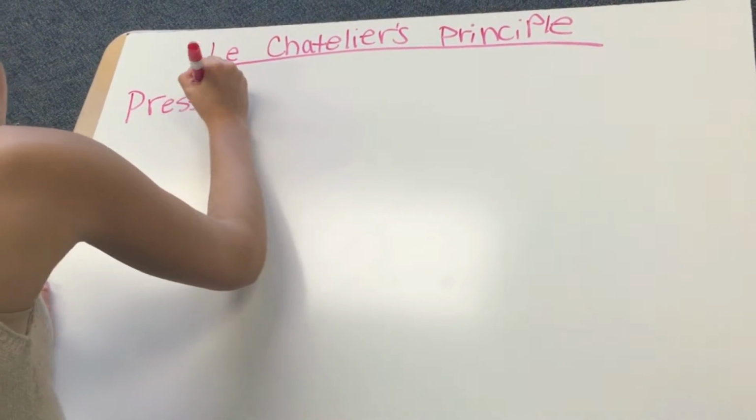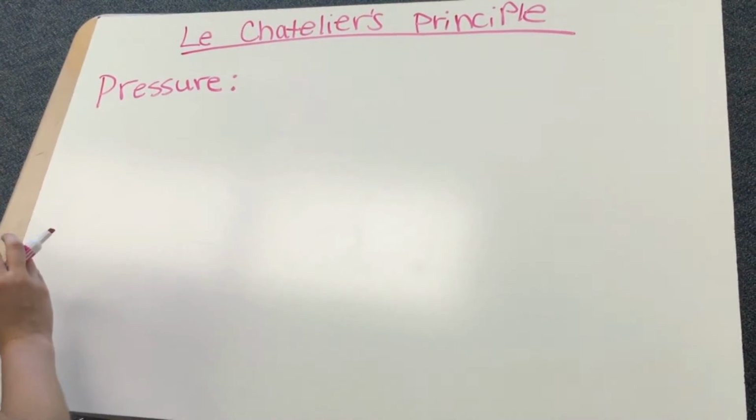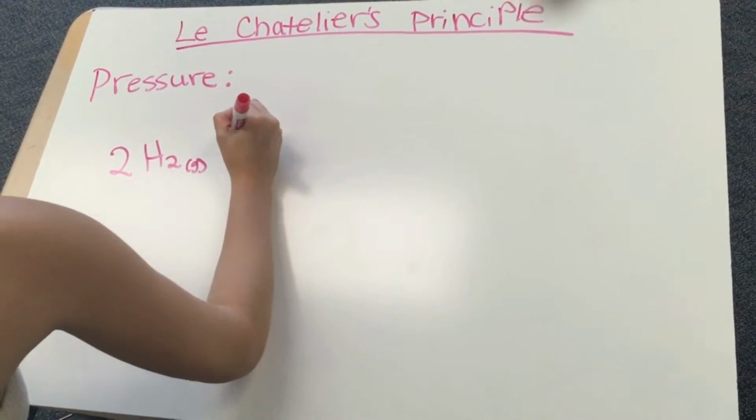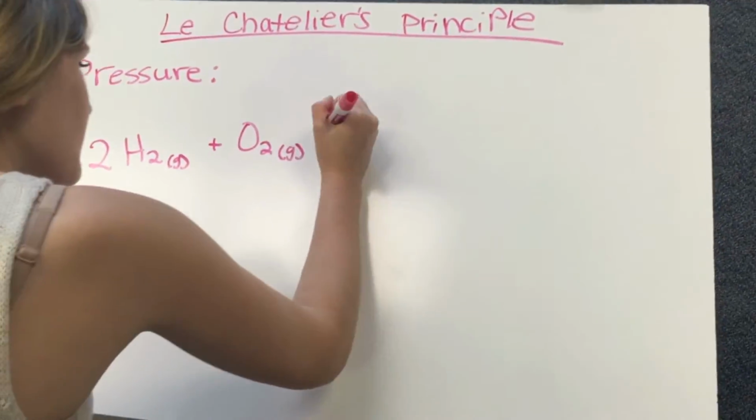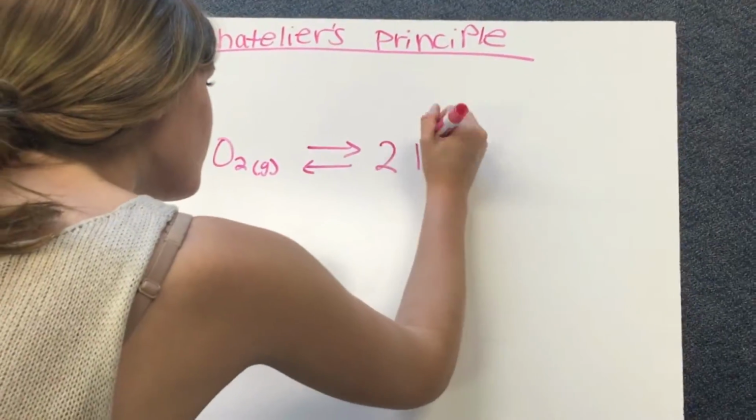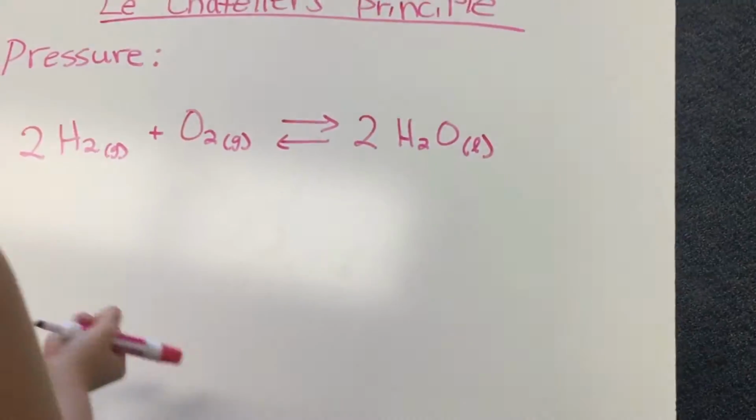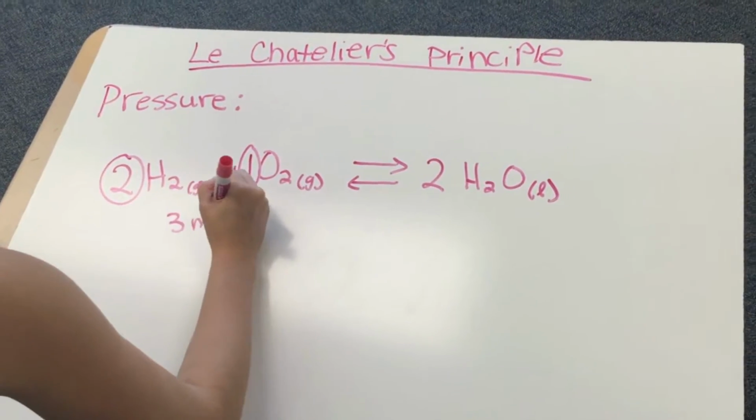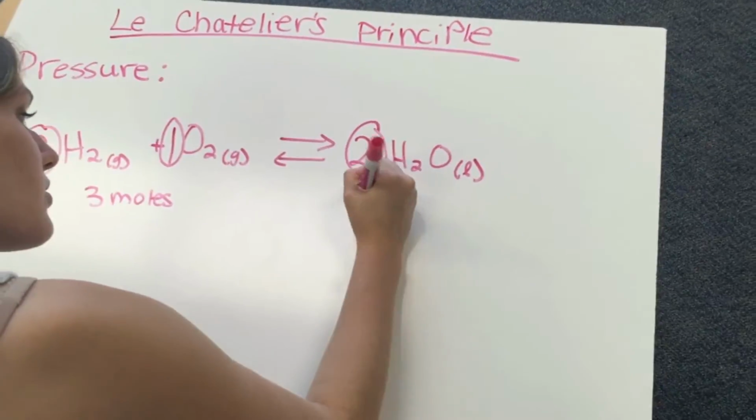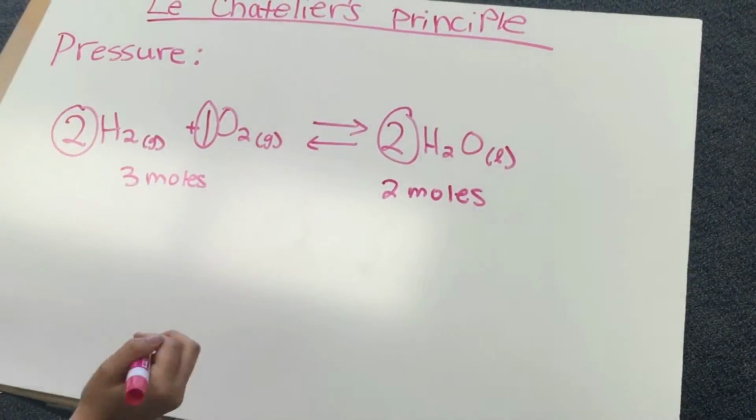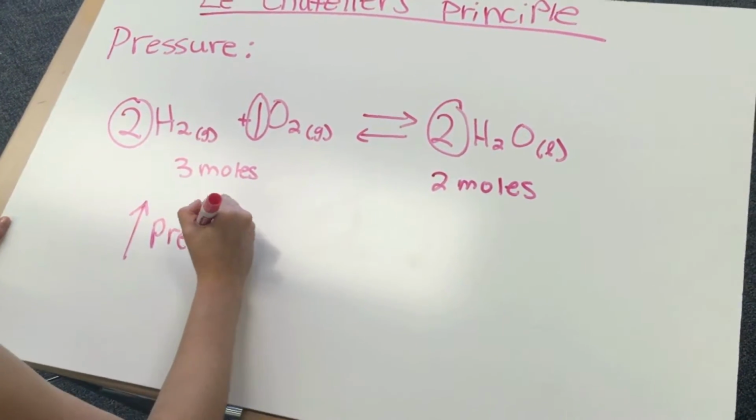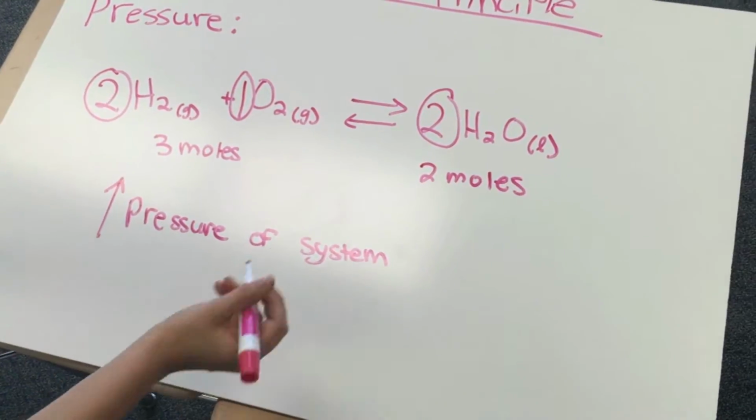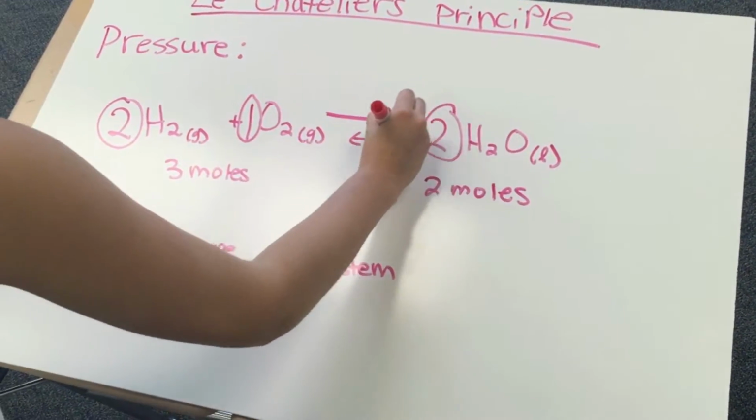The next part of Le Chatelier's principle is pressure. In this equation, there are 2 moles of H2, 1 mole of O2, and 2 moles of H2O. In total for the reactants, there are 3 moles, and in total for the products, there are 2 moles. If there is an outside force of an increase of pressure on a system, the reaction will shift towards the side with fewer moles to create fewer collisions of particles, creating a lower pressure.